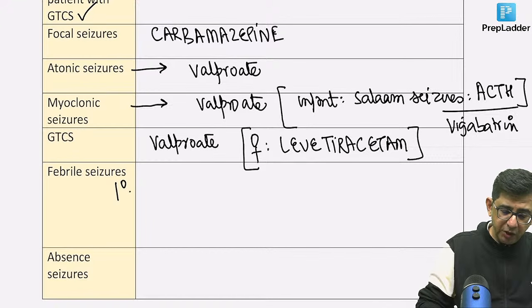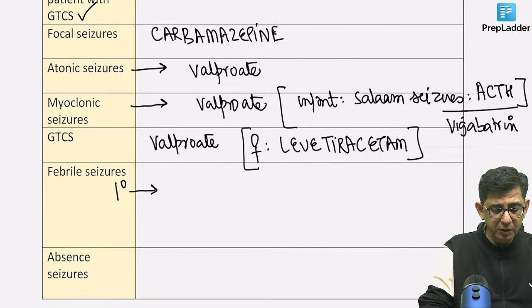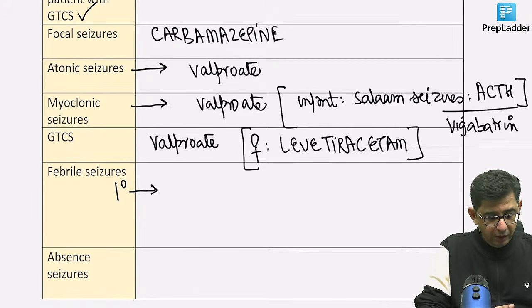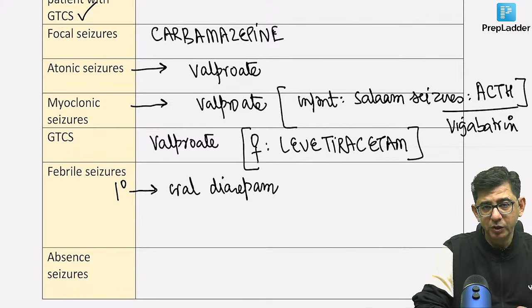Quick comments in the chat box. What is the best drug for prevention of febrile seizures? Options are oral diazepam and rectal diazepam. You have to comment oral versus rectal. Okay. For prevention of febrile seizures, it is oral diazepam that would be used here. No, it is not rectal diazepam. It is for prevention, so oral diazepam is to be used.